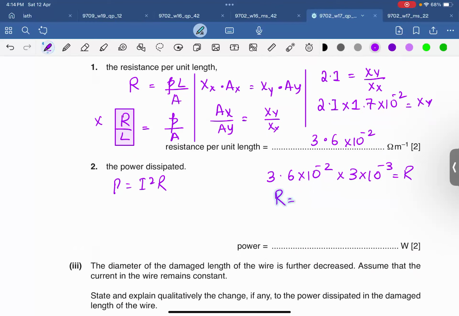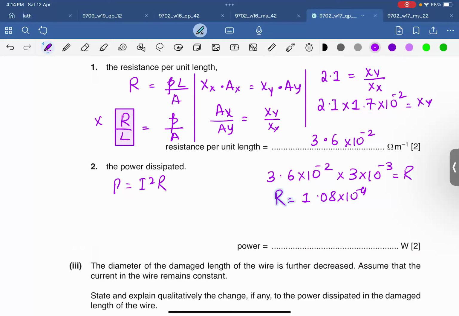You found out the resistance per unit length as 3.6. That is, for 1 meter, you will have the resistance of 3.6 exponent negative 2. So if you have 3 millimeter of length, how much will be your resistance? It is just a cross multiplication. So 3.6 exponent negative 2 into 3 exponent negative 3. I am getting the resistance as 1.08 exponent negative 4.